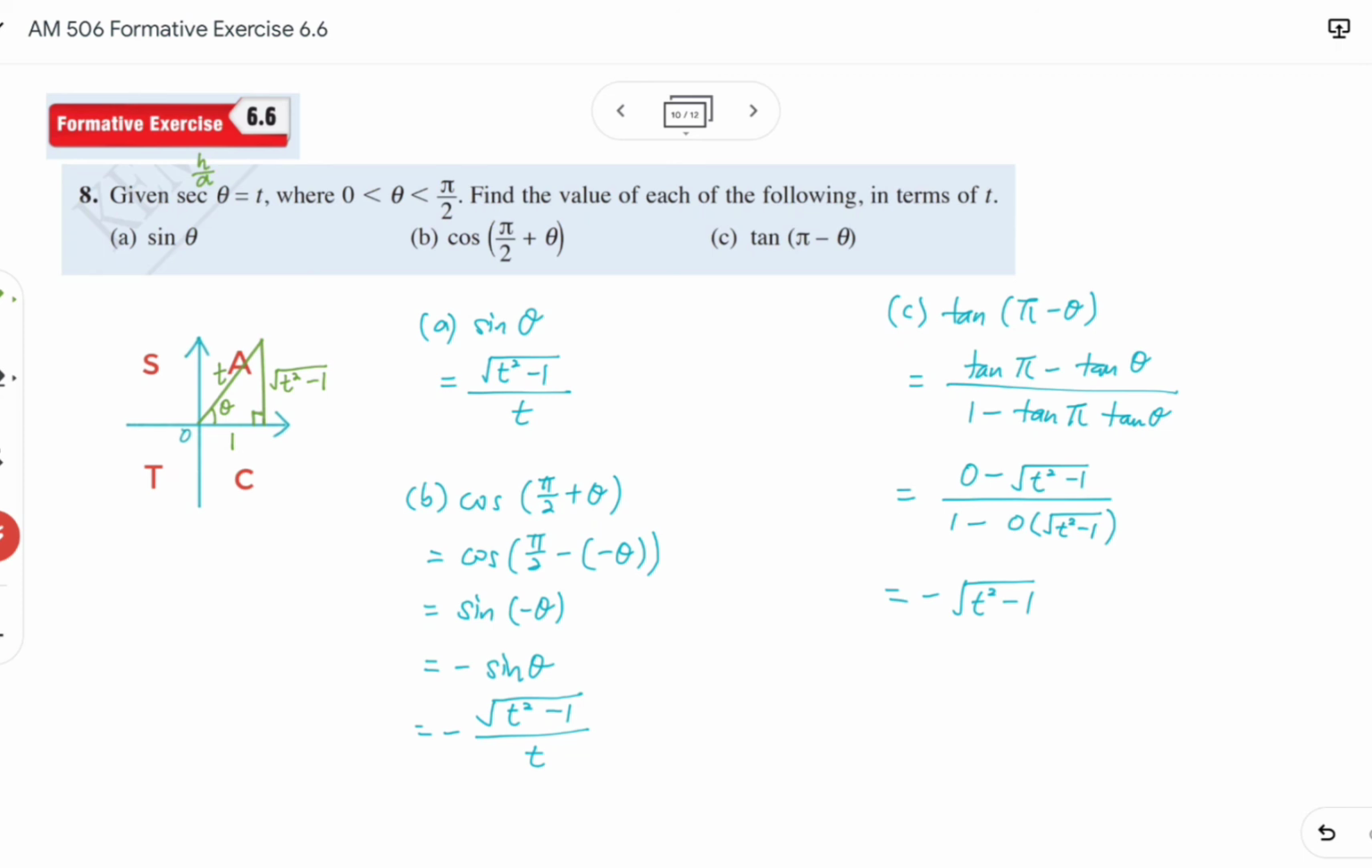So from this triangle, we can easily find sine theta, which is opposite, square root of t squared minus 1, over the hypotenuse t. There we get this answer.